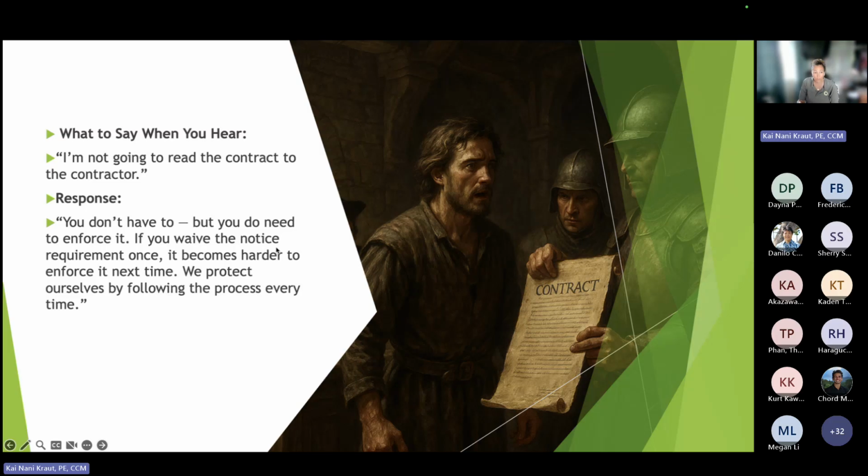So if you waive the notice requirement, it becomes harder to enforce next time, or it waives the rights for the entire state, because contractors may say, well, you didn't do it here, you're not doing it here. So it's really important that we all follow that. And maybe you don't want to remind them, but we do have to follow it.